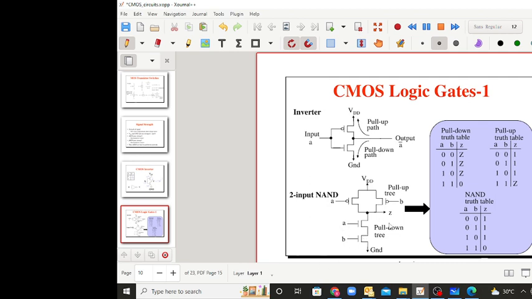So this is called the pull down tree or pull down network, and this is called the pull up network. The pull up network is made of P transistors, and the pull down is made of N transistors. So these two are connected in series, and here in the P network, these two are connected in parallel. So connect the N network and P network, and at the middle take the output. So this is the NAND implementation using CMOS.